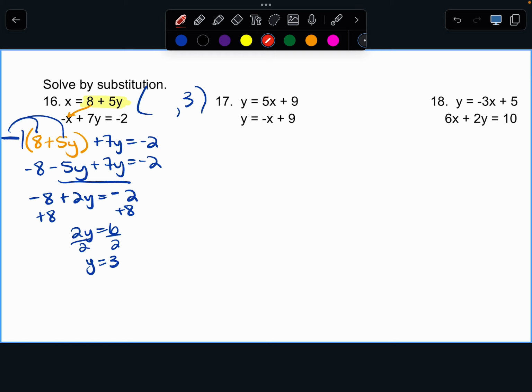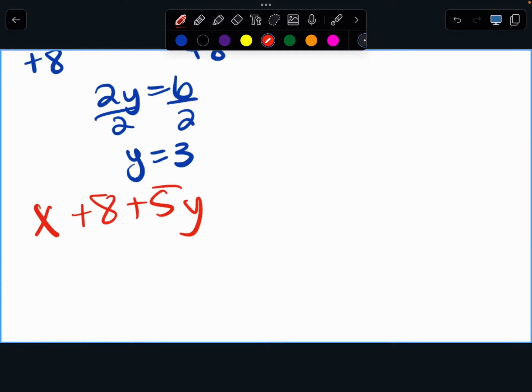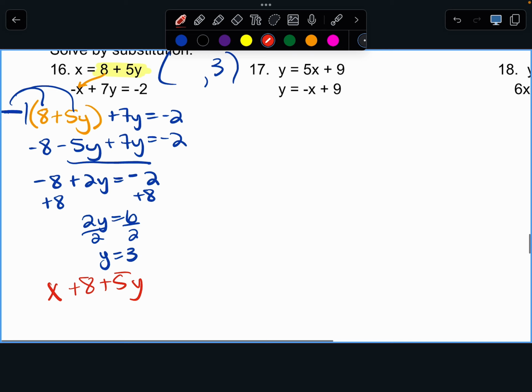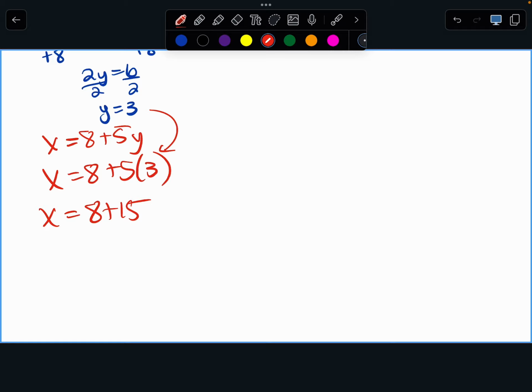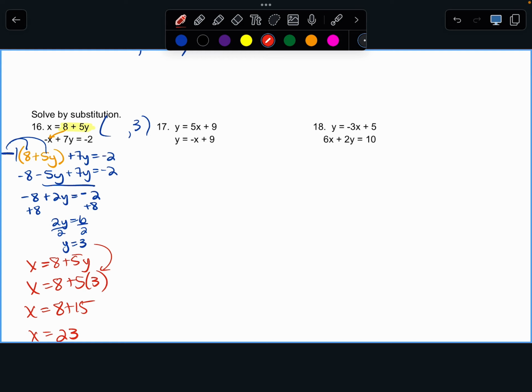Now I need to find my x value. I'm going to take the first equation, which is x equals 8 plus 5y. I didn't even write the equation down right. So I'm going to replace my y with 3. So x equals 8 plus 15. So I get 23 for my x value. So 23.